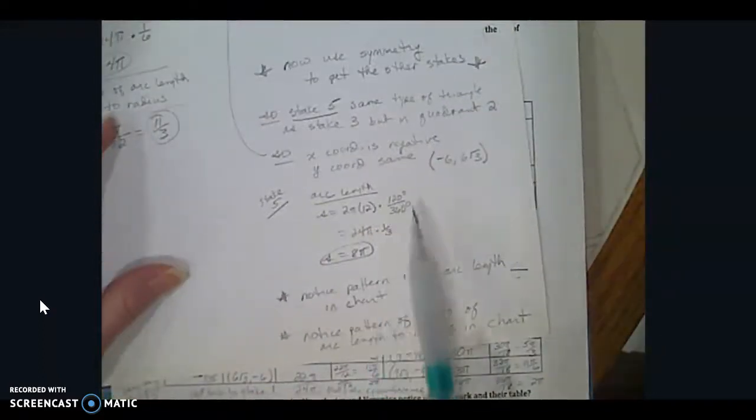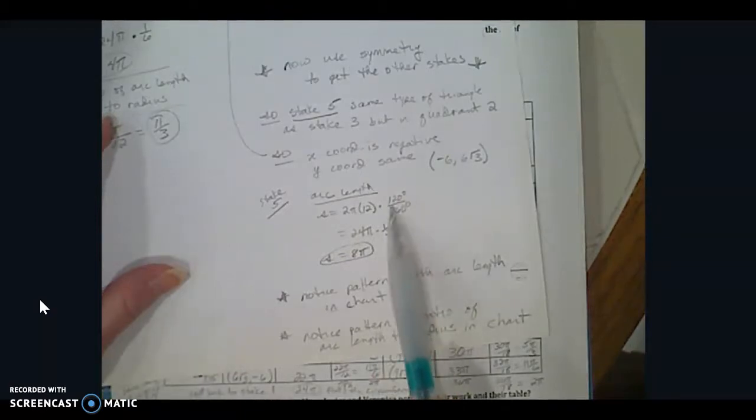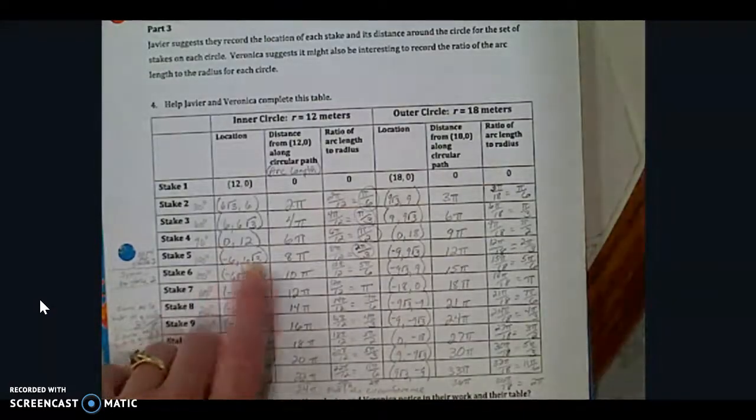Okay? And then, again, let's find the arc length. Now, to find that arc length, remember, it's not going to be the same because now you have to go from 30 to 90, which gives you 120. So now it's 120 degrees over 360, which reduces to 1/3. So my arc length is 8 pi. So that's what you see for stake 5. The arc length is 8 pi. And so now my ratio is 8 pi over 12, which reduces to 2 pi over 3.